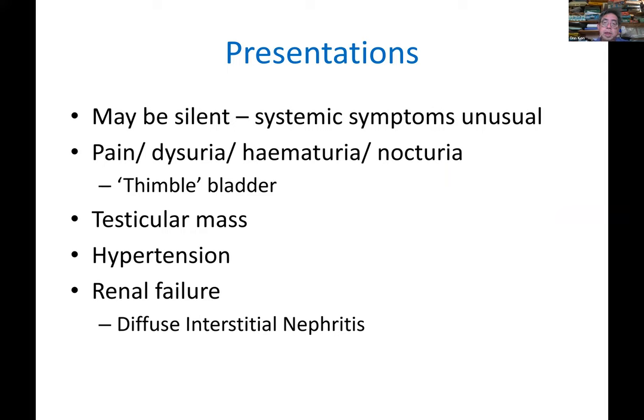Presentations in terms of the male system, again, systemic symptoms are unusual. They may have pain, dysuria, and if you remember, if you are unfortunate enough to have a thimble bladder, i.e. a really contracted bladder, you'll obviously be much more aware of symptoms then. Testicular mass is another classic presentation. And in terms of severe involvement, obviously you then end up with renal dysfunction, hypertension, and this phenomenon, which is a diffuse interstitial nephritis.